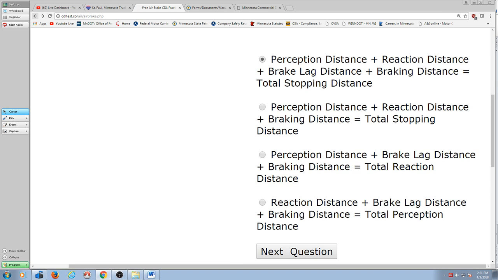So let's see if we can get that formula back. Perception distance plus reaction distance plus brake lag distance plus braking distance equals your total stopping distance. 100% true. The time it takes you to realize what's going on in front of you, plus the time that it takes you to actually do something about it, plus the amount of time that it takes for that air to go through the hoses and actually react with the system, plus the amount of time that it takes for your vehicle to come to a complete stop, is the total stopping distance.